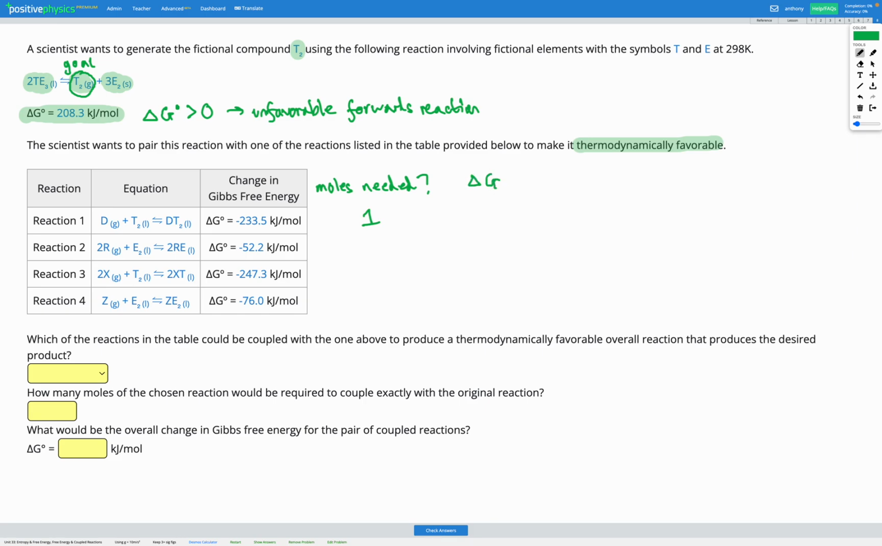So what Gibbs free energy would we end up with? For this one, our given Gibbs free energy in the question is 208.3. Then we'd need to add our change in Gibbs free energy for reaction 1. We just need 1 mole of that reaction to pair with our given reaction. So it'll be 1 multiplied by our change in Gibbs free energy given here, which is negative 233.5. So putting that in our calculator, that gets us negative 25.2 for our change in Gibbs free energy. So that would make this a favorable reaction.